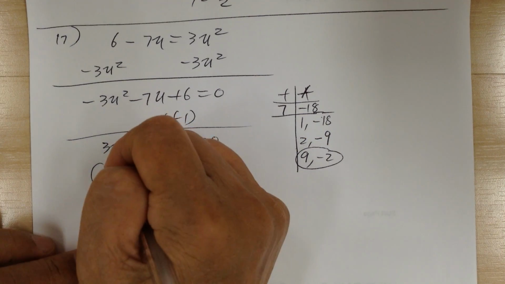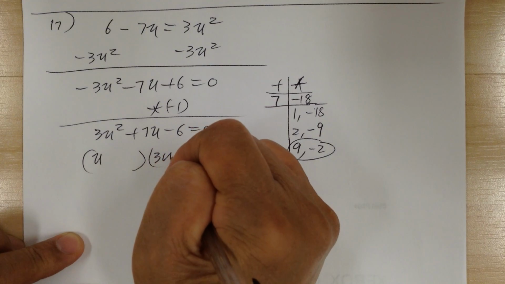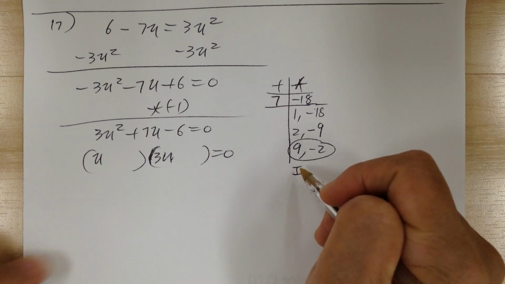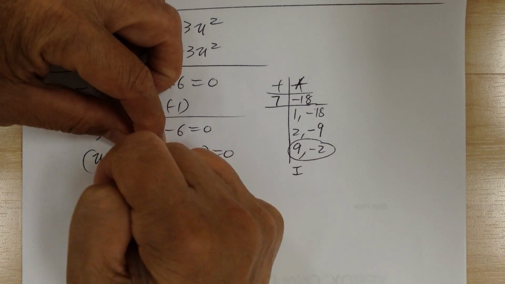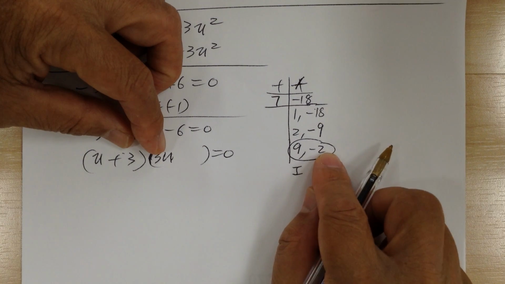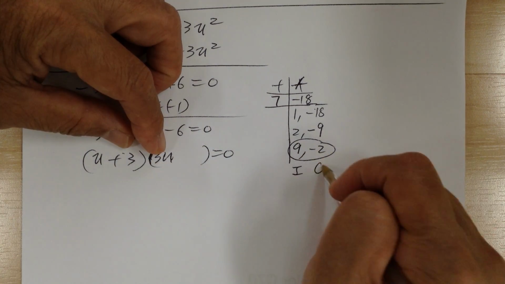Okay, so first you have to undo the first term. So you need to get u and 3u. Okay, so this will be the inside. So 3 times plus 3. 3 times 3 gives you 9. Okay, you cannot get the negative 2, right? 3 times something is not going to give you negative 2. So this is the inside, and this will be the outside.